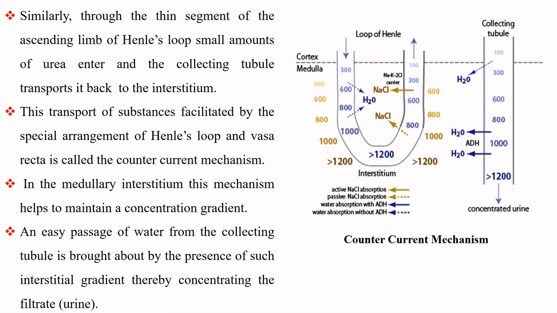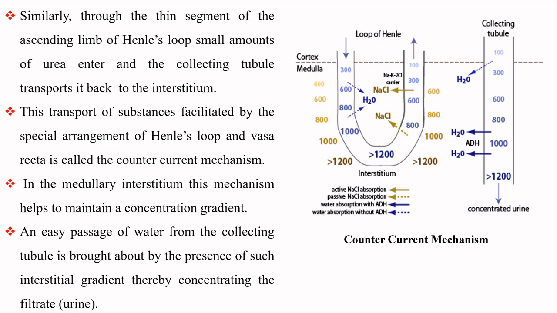Similarly, through the thin segment of the ascending limb of Henle's loop, small amounts of urea enter, and the collecting tubule transports it back to the interstitium. This transport of substances, facilitated by the special arrangement of Henle's loop and vasa recta, is called the countercurrent mechanism.